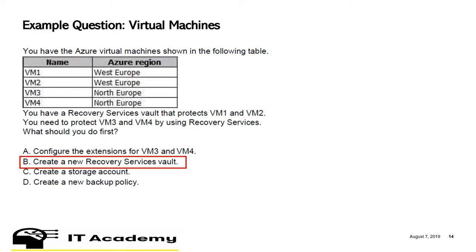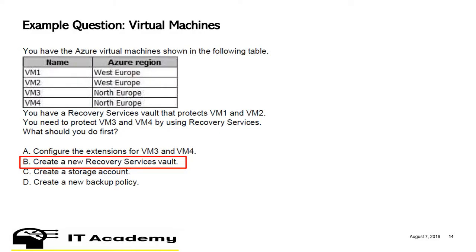So what that means is, if we want to start protecting VM3 and VM4, we'll need to have a Recovery Services Vault in the North Europe region. We can't use the existing West Europe one because it's in the wrong place for those virtual machines. So that tells me that my first step here is going to be to create a new Recovery Services Vault.